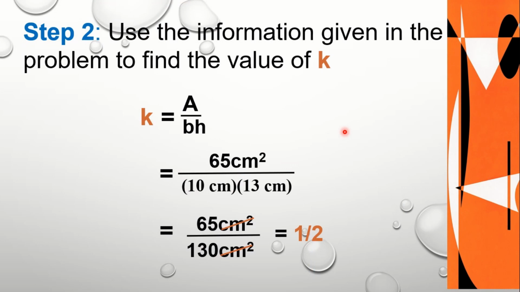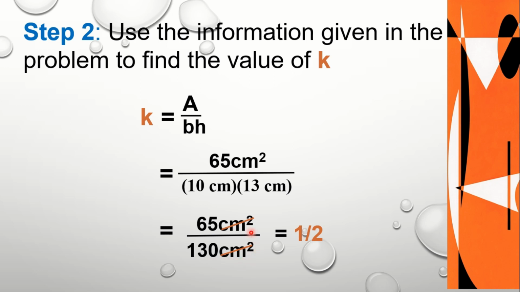2. So we use the information given in the problem to find the value of K. So in terms of K, we have A over BH. The first value of area is equal to 65 centimeters square over the product of the base, 10 centimeter, times the value of the height, 13 centimeter. So we first multiply the base, 10 centimeter, and 13 centimeter. So that is equal to 130 centimeters square.